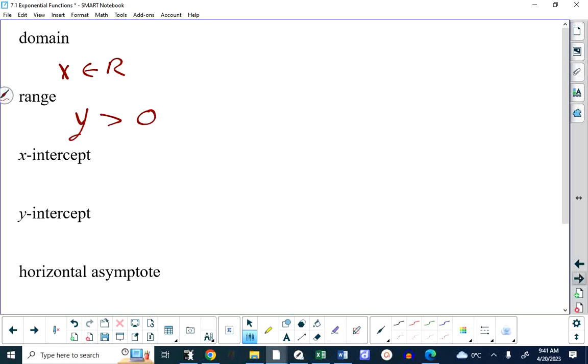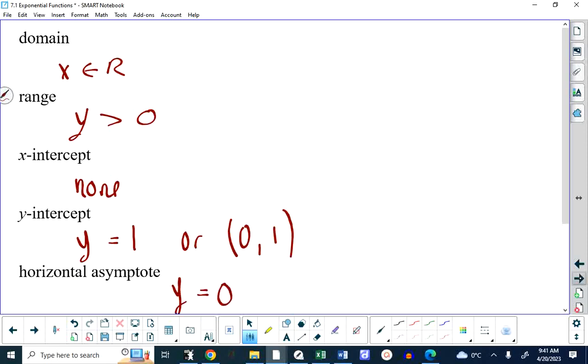X-intercept, well, there aren't any. Y-intercept, y equals 1, or better yet, (0, 1). Where is the horizontal asymptote? The horizontal asymptote is at y equals 0. Make sure you get that straight. It's the x-axis. The equation of the x-axis is y equals 0.